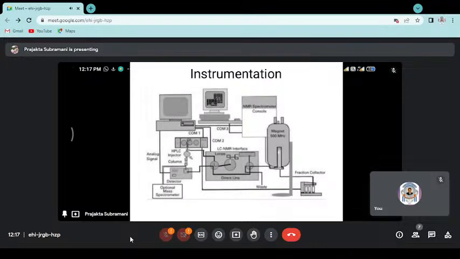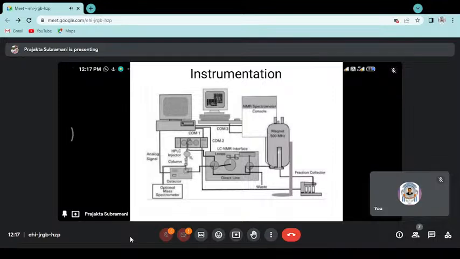The LCNMR technique involves the HPLC system, then the LCNMR interface, and the NMR spectrophotometer. It is totally a computerized technique, an online coupling of HPLC with the NMR spectrophotometer. HPLC is coupled with the NMR through the LCNMR interface. These couplings are of two types.